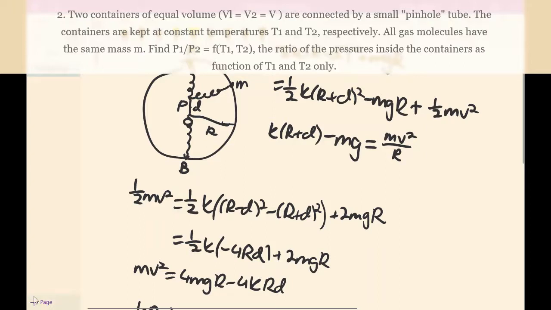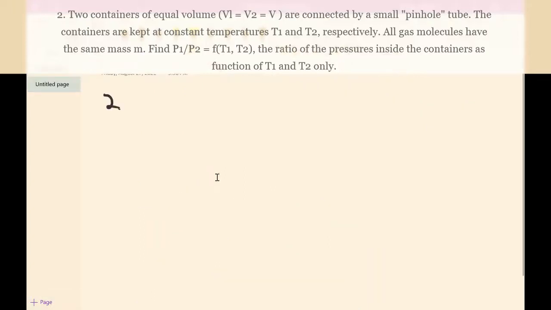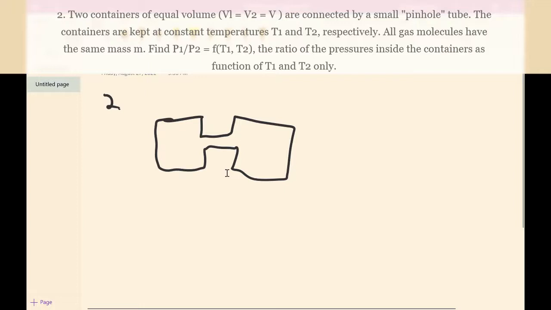The second problem is we have these two containers of equal volume V, and they have different temperatures and pressures. And they're connected by this pinhole tube. And so we want to find P1 over P2 as a function of T1 and T2.